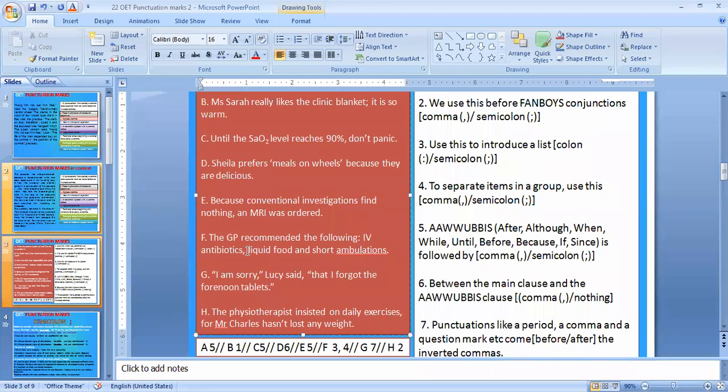Obviously, number 7. Yes. Punctuations like a period, a comma, and a question mark, etc. come before or after the inverted commas. Comma, you see this comma here? Is it before or after? Inverted commas. Okay. I am sorry, comma. Then inverted commas close. That means that comma is before or after?